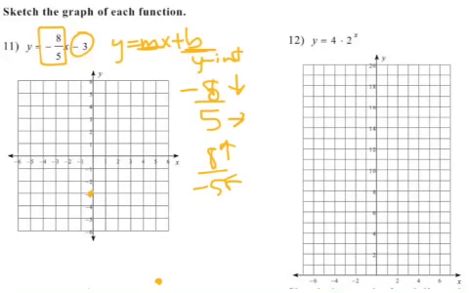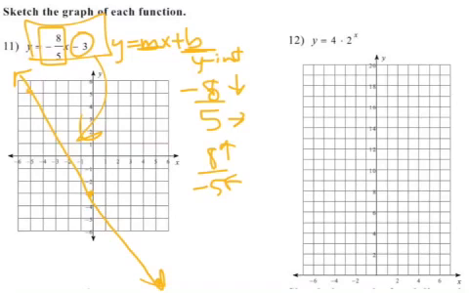Okay, so we'd go up 8 and over 5. 1, 2, 3, 4, 5, 6, 7, 8 over 1, 2, 3, 4, 5. So our line would look something like that. Okay, our linear, so it ends up with a line.